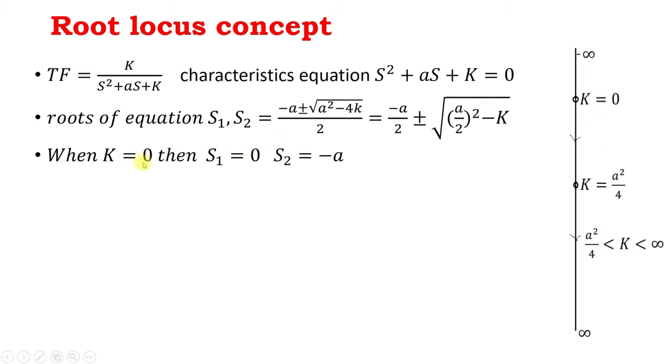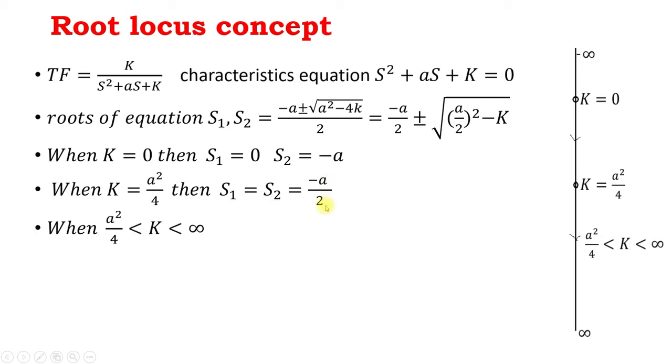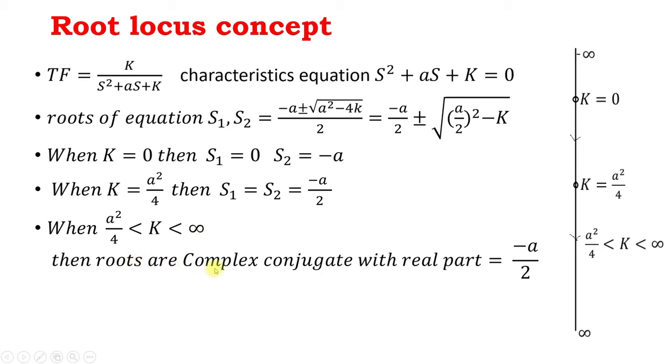Well, when K equals 0, then s1 equals 0 and s2 equals minus a. For the second instance, when K equals a square divided by 4, the roots s1 and s2 are both equal, that is minus a divided by 2. Let us consider the third instance, the range from a square divided by 4 to infinity. In this situation, the roots become complex conjugates, which have real part minus a divided by 2.